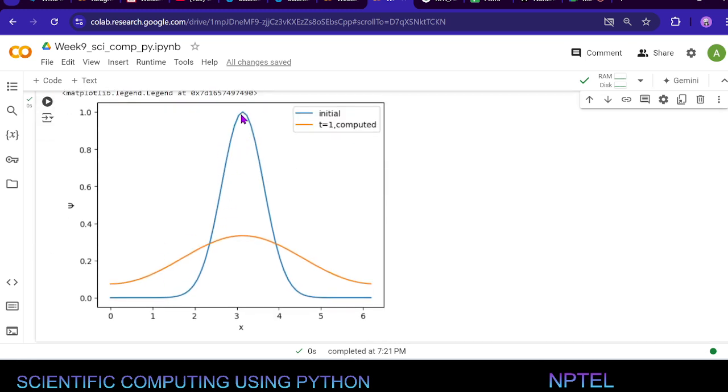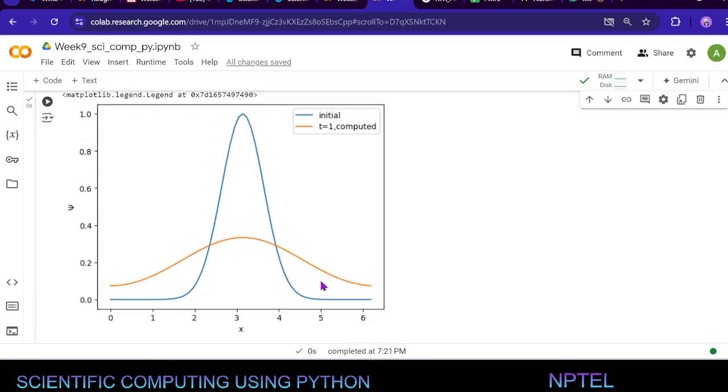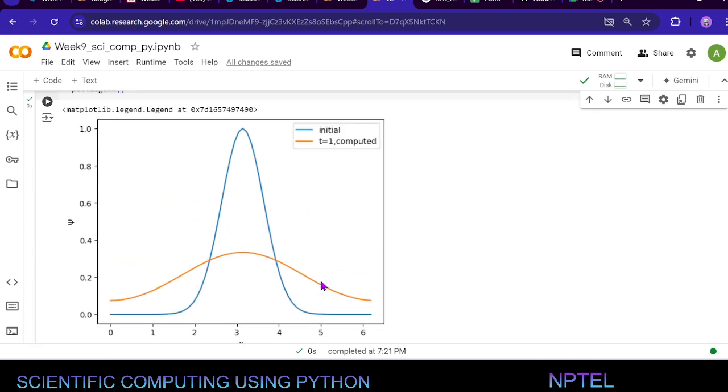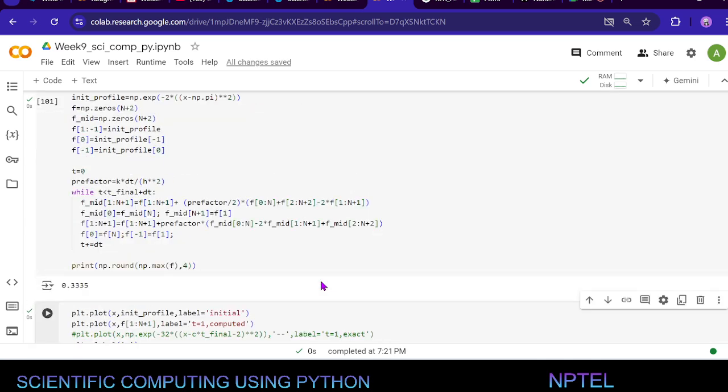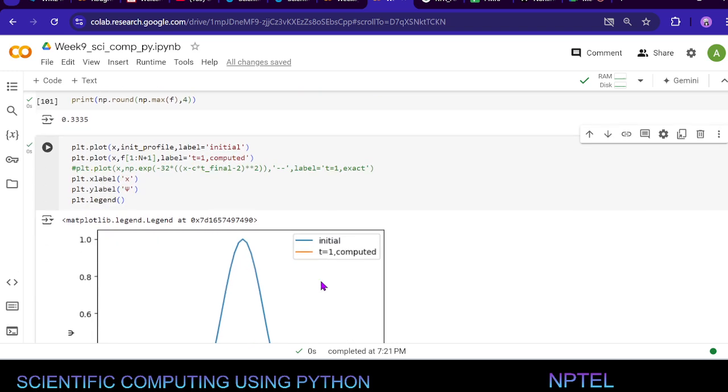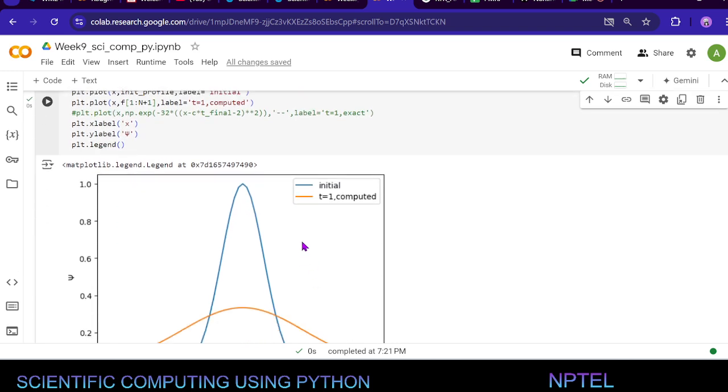Okay, so initially it is like this. The large peak centered around 3, 3.14, right? Slowly it diffuses out, so it spreads, so the peak decreases and the spread increases. Alright. And by the way, we can do one more thing, which is the analytical solution, which I've already done.